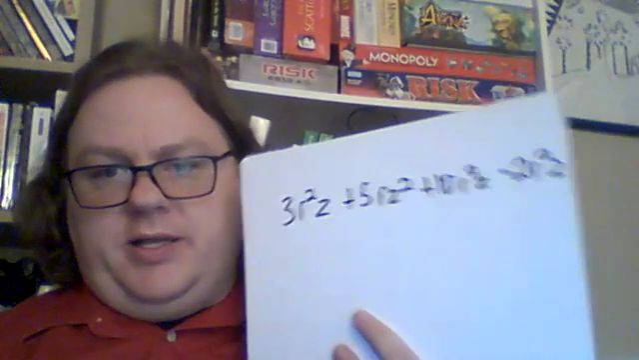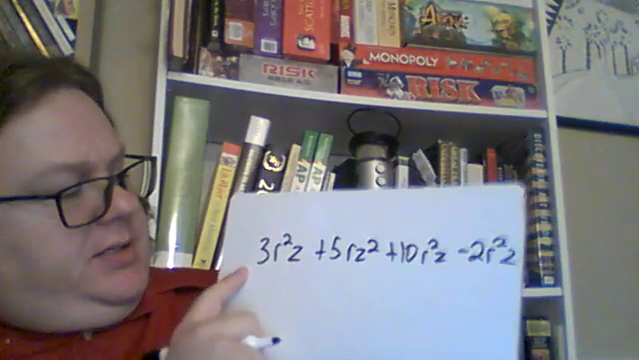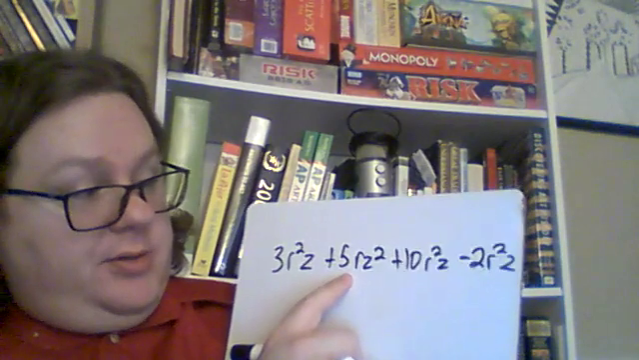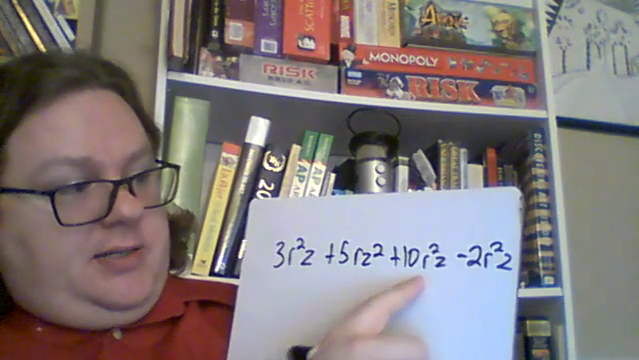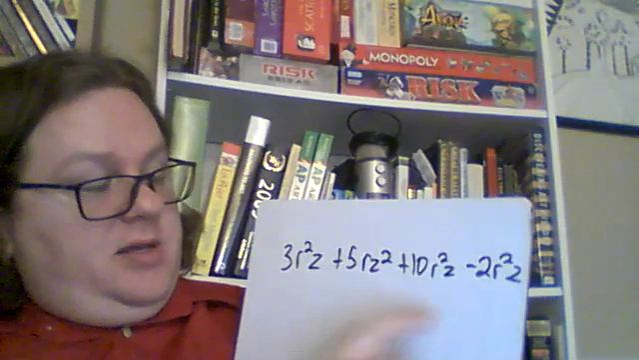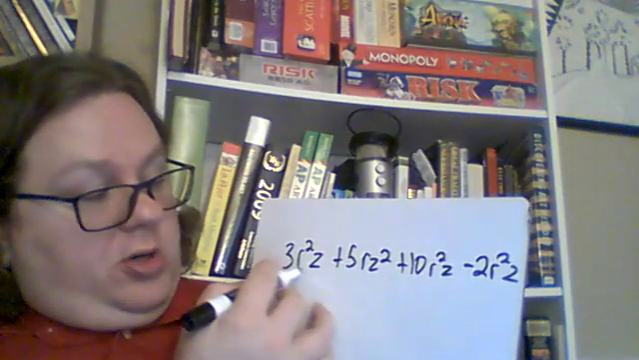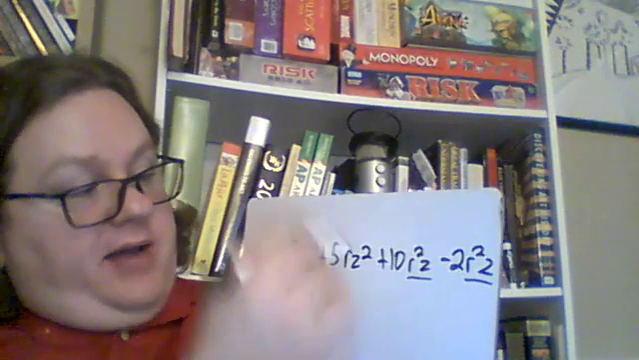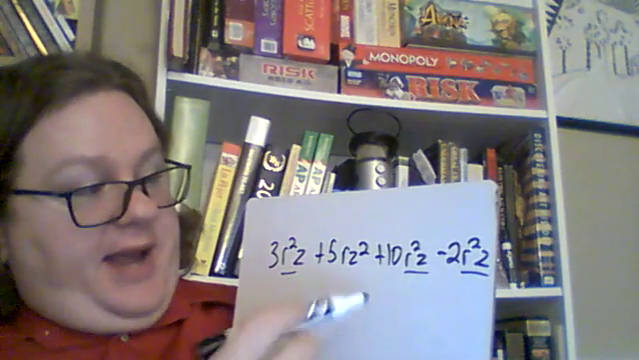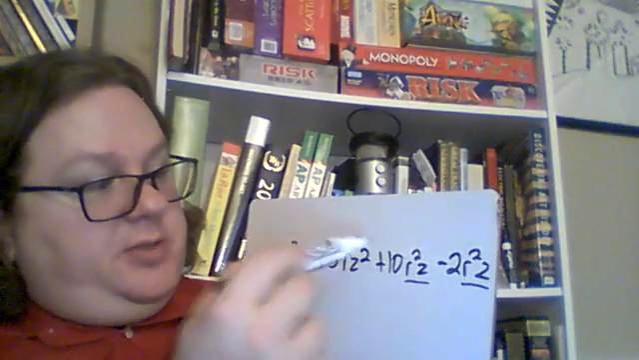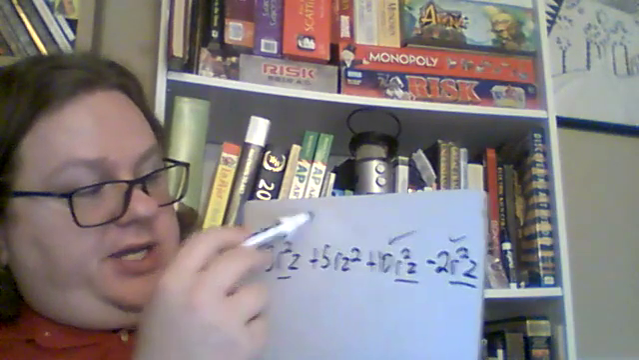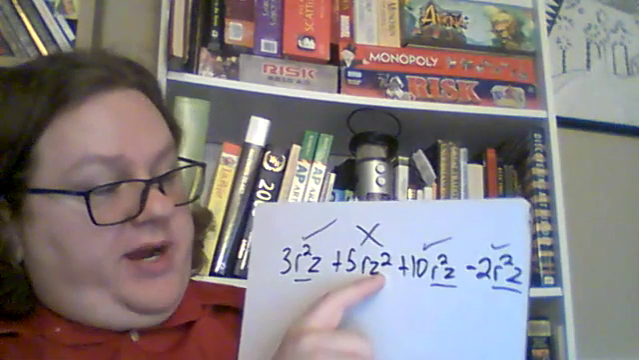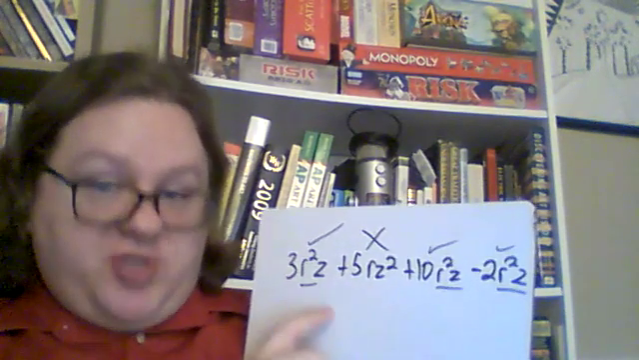All right, here's a big threatening looking one. We've got 3 r squared z plus 5 rz squared plus 10 r squared z minus 2 r squared z. This term right here, r squared z, adds to this one and this one, but not this one. It does not add. I'm going to do it with check marks. Check, check, check. They add together. This does not. Because this rz squared is different from r squared z.